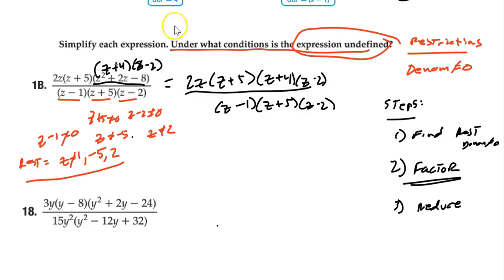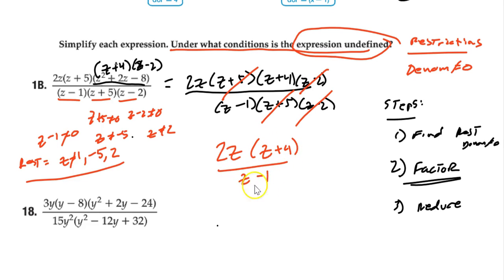Now is my favorite part. It's going to be yours too. We cancel stuff out. The z plus 5's cancel. The z minus 2's cancel. And we're left with just 2z, that's a 2, not a z, times z plus 4 over z minus 1. And that's how we reduce and simplify an expression. So move on to the next one.